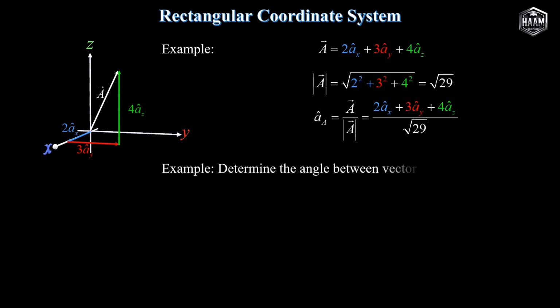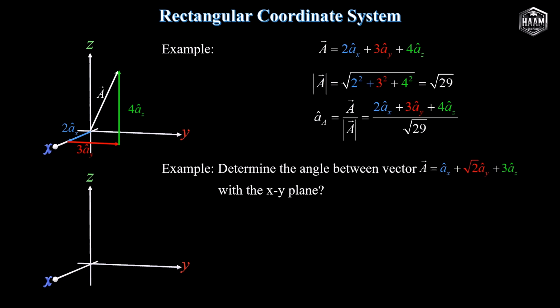Another example. Consider the following problem. What is the angle that vector A makes with the xy plane? We first draw vector A, one unit along a_x on the x-axis, then moving along the y direction, and then 3 units along a_z moving along the z direction. This gives us vector A.